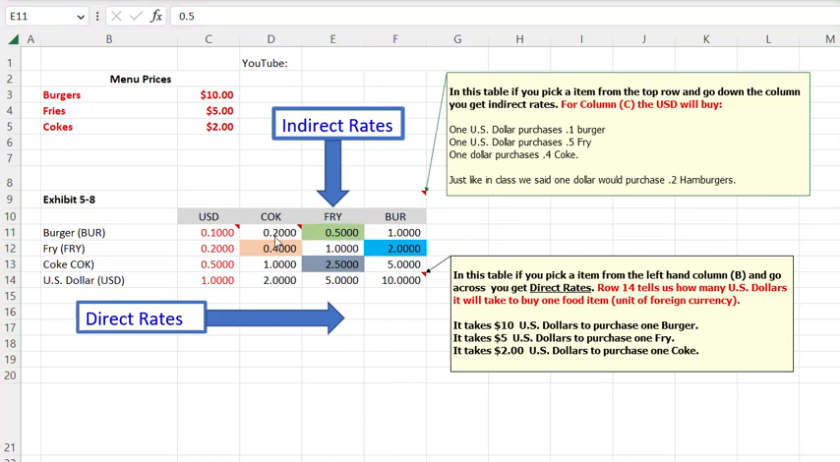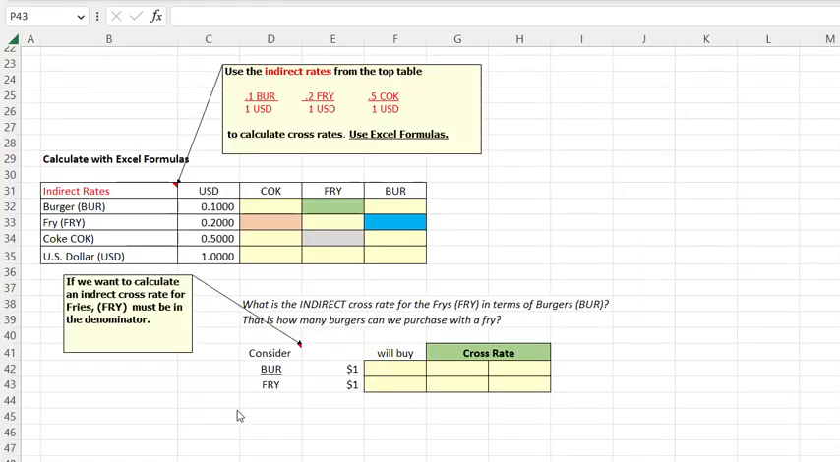The price of goods in terms of other goods, or the prices of one foreign currency in terms of another foreign currency, are referred to as cross rates. Let's go ahead and see how we can calculate our cross rates. We're going to begin by using the indirect exchange rates from the top table. Again, one tenth of a burger could buy $1. A French fry could buy $5, or 0.2 French fries would be equivalent to $1. 0.5 Cokes would be equivalent to $1. So we've got our indirect exchange rates, which is what we're going to begin with.